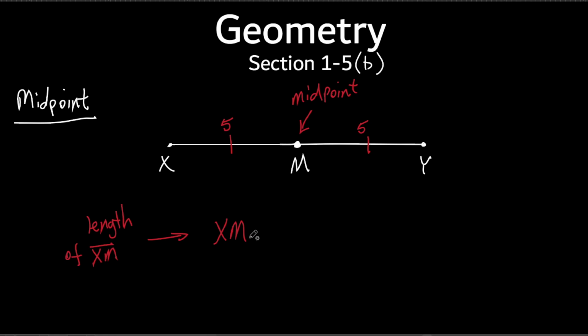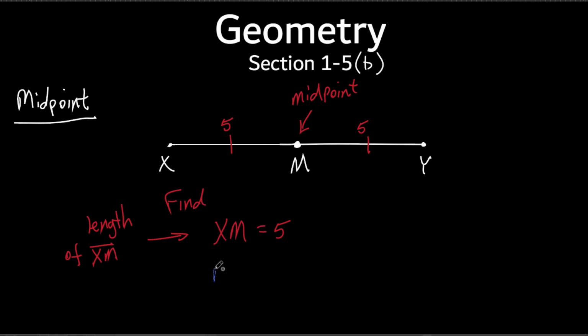If something said, find XM, what would your answer be? It would be 5, because when there's no line segment over top of it, it's asking for the length of line segment XM. You okay with that? It's a subtle difference. This means the line segment XM. This means the length of the line segment XM. You can scooch over your desk if you need to, because I'm over about as far as I can go. All right, so that's what that would mean.